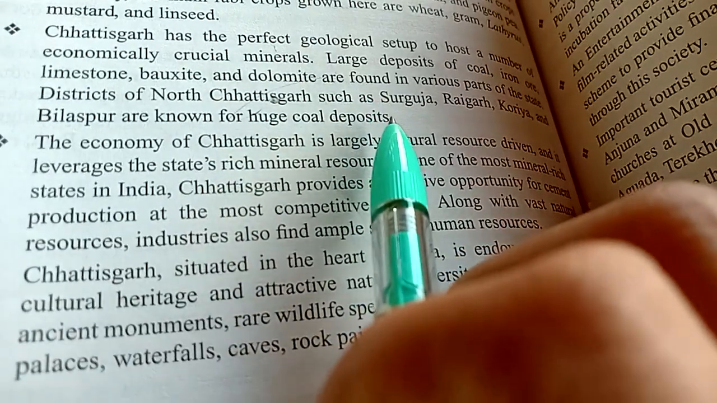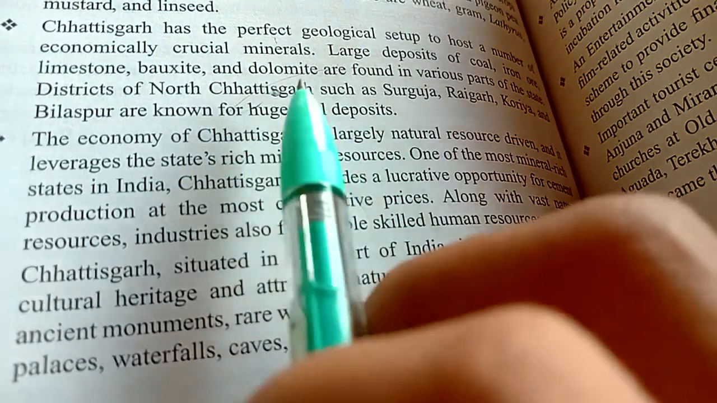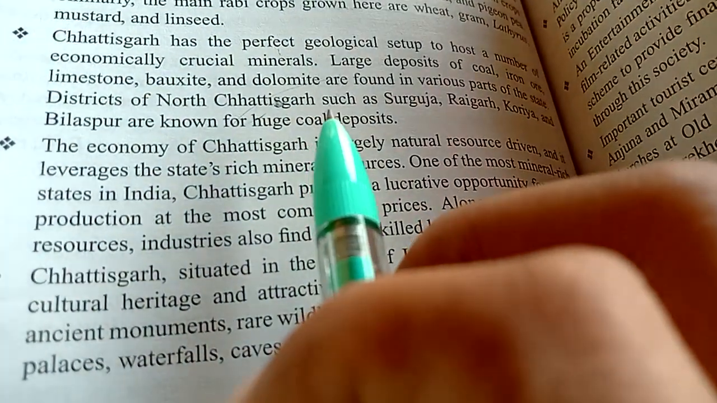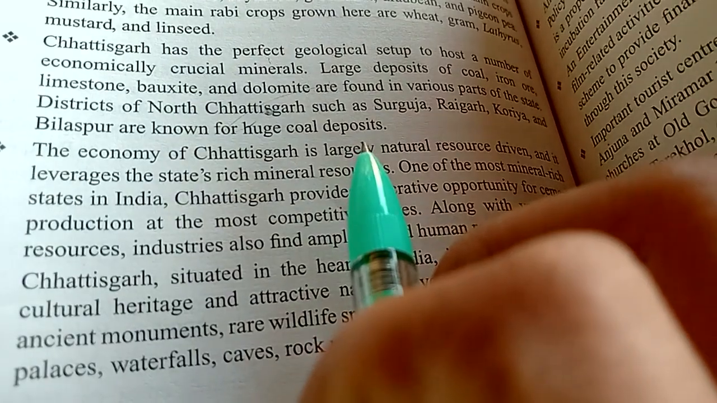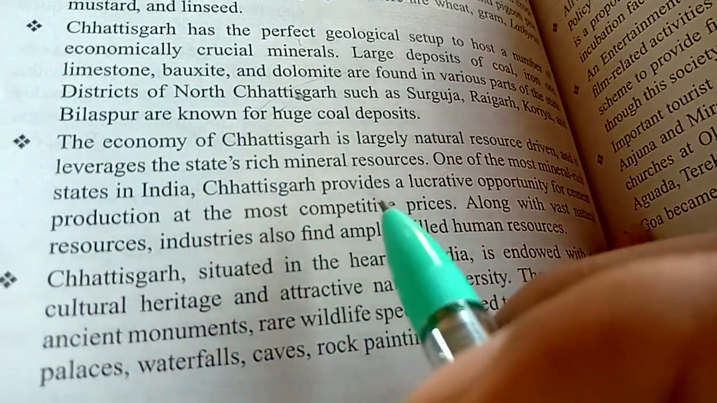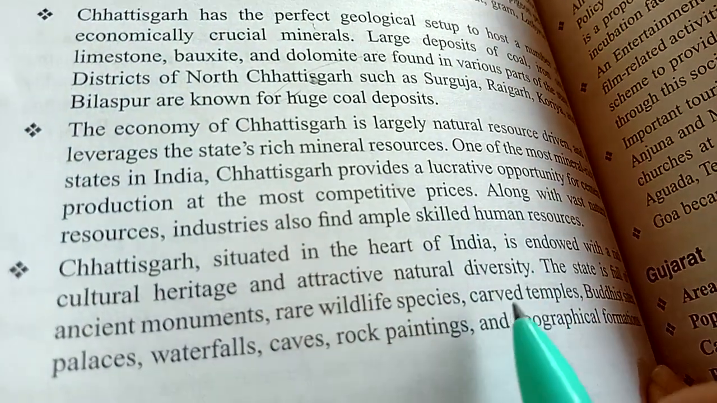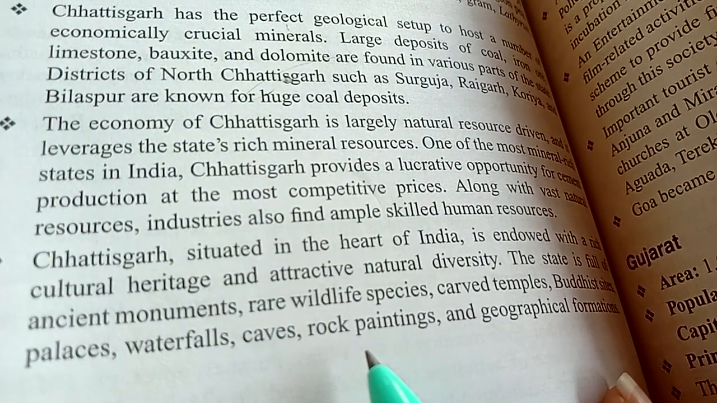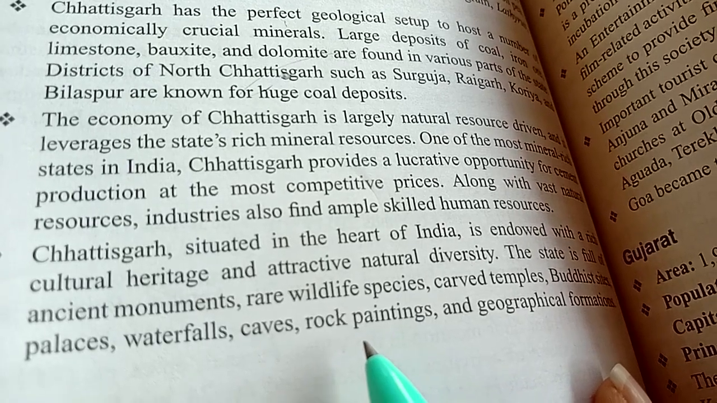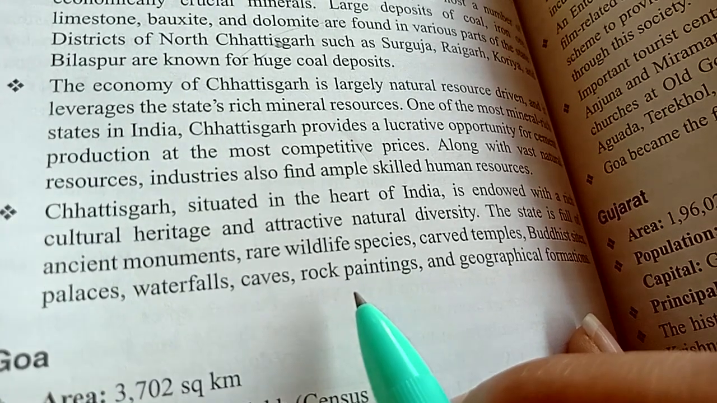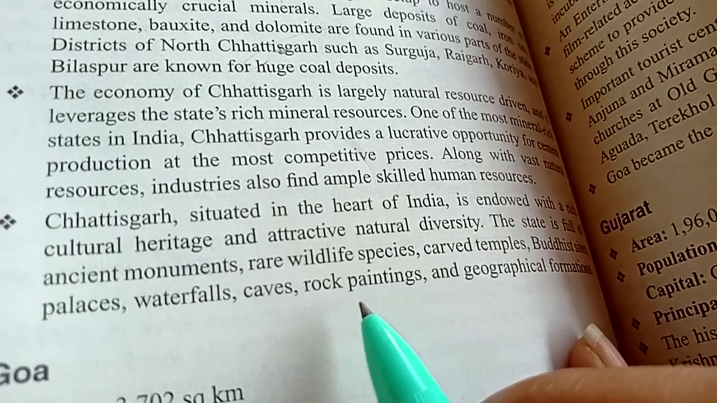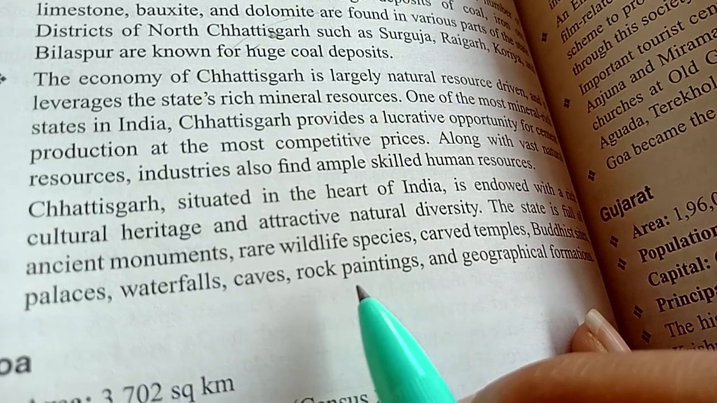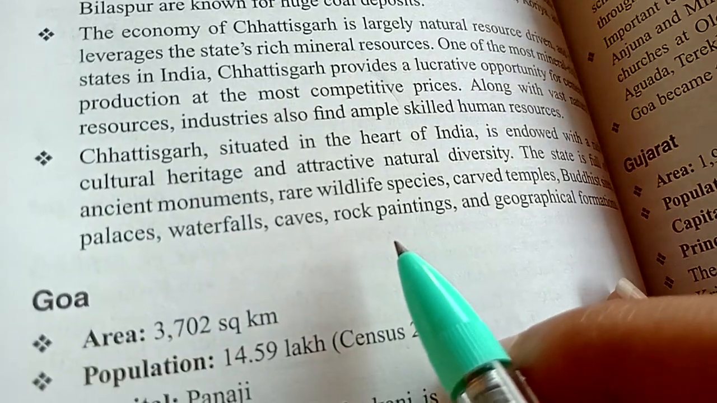So there are many minerals out here. Then there are limestone, bauxite, dolomite, iron ore, and coal. The economy of Chhattisgarh is largely natural resource driven and leverages the state's rich mineral resources. One of the most mineral-rich states in India, Chhattisgarh provides lucrative opportunities for production at competitive prices.